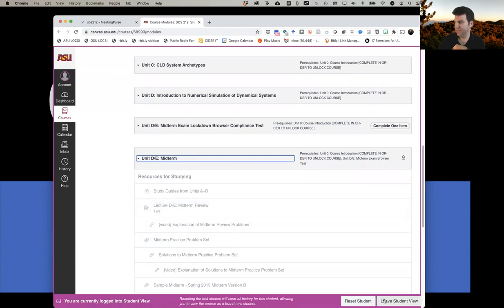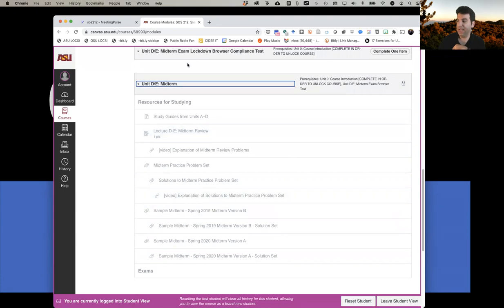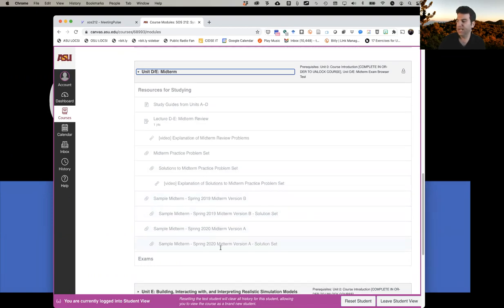My test student here hasn't taken it. That's why these are all grayed out, but once you have taken it, these will ungray. The lecture slides are there. There's a midterm practice problem set, a solution set to it, a video explanation solution set, and two prior sample midterms, one from 2019, the other from 2020. I think at least one of these was done via Scantron, so it'll be a similar format to the Canvas one. Of course, Canvas is not quite Scantron, but it's closer than free answer.